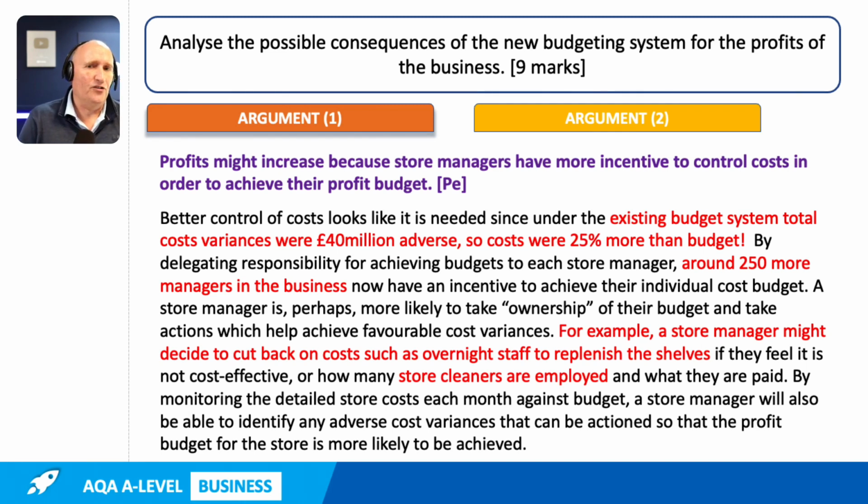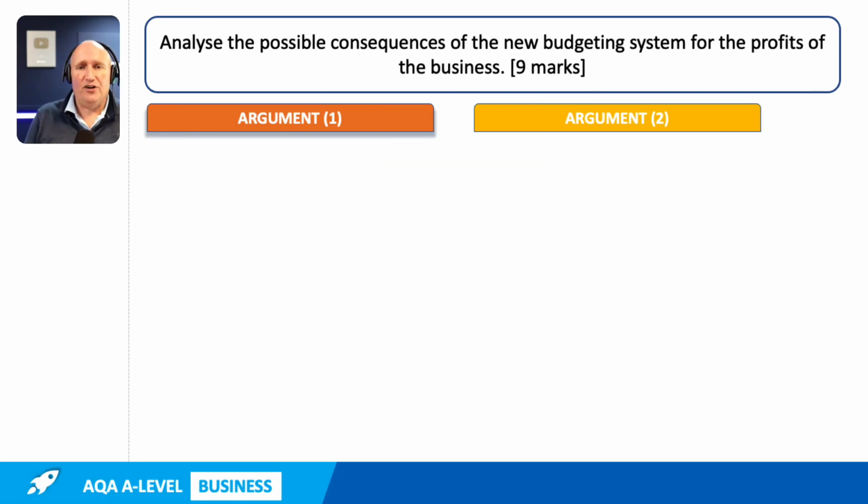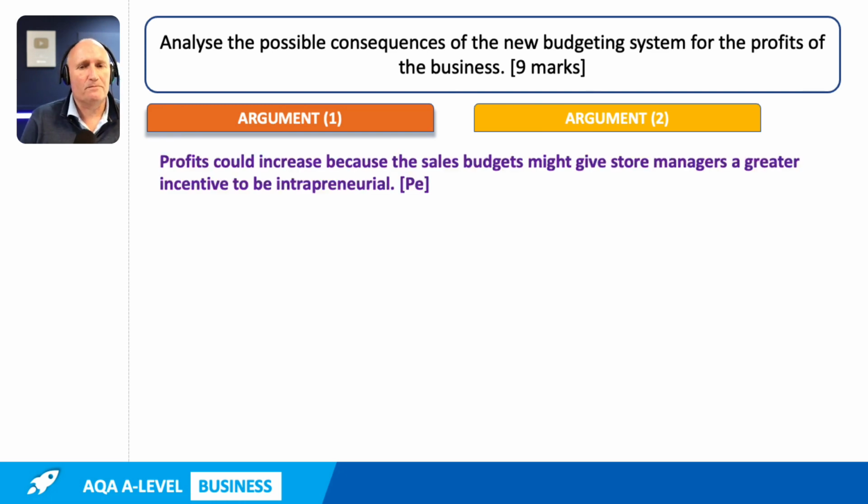And also we've got some such as seasoning in there, haven't we? So the store manager might decide to cut back on costs such as overnight staff to replenish the shelves. That's application that's rooting this response in the context of the question. So there's our first argument, but we know we need two. So here's my second one. And again, I've gone for a positive effect of the new budgeting system on profits.